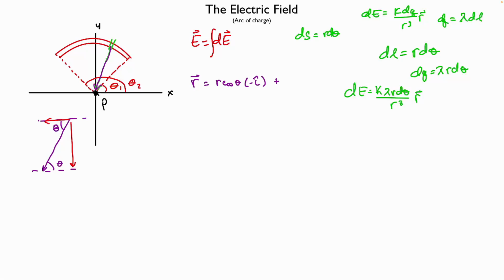What's the magnitude of the y component? R sine theta. And what direction does it point? Negative j hat. So there is my r vector, right? What is the magnitude of my r vector?